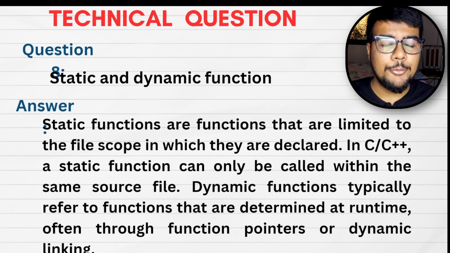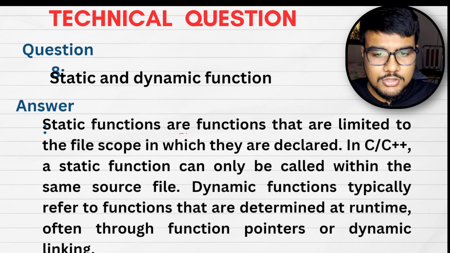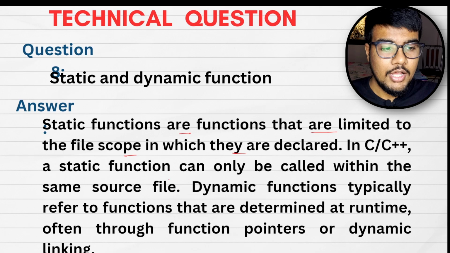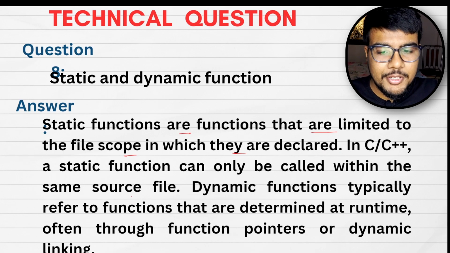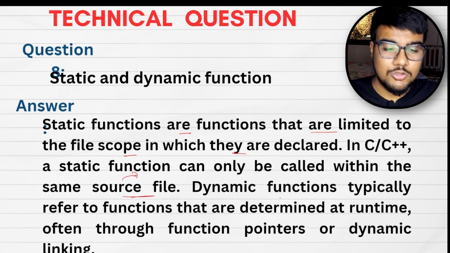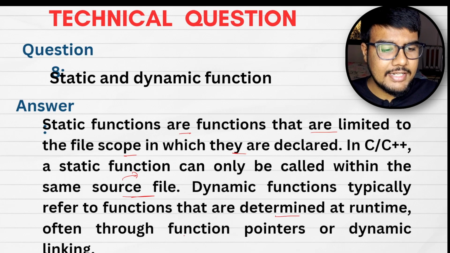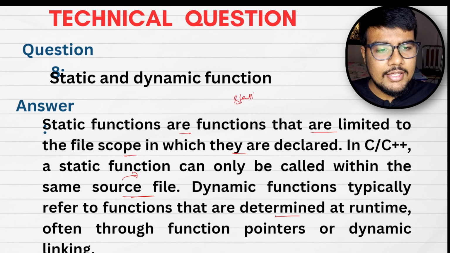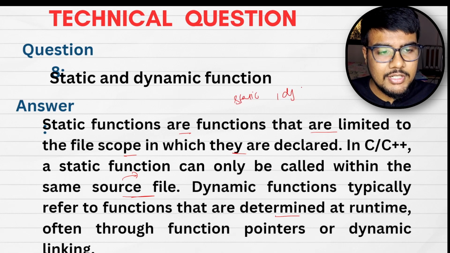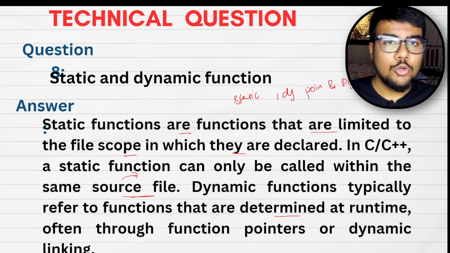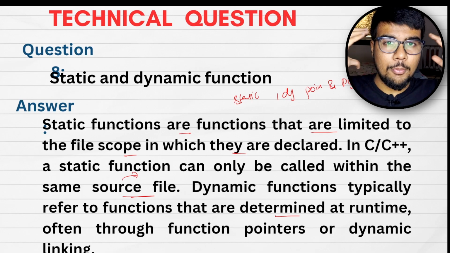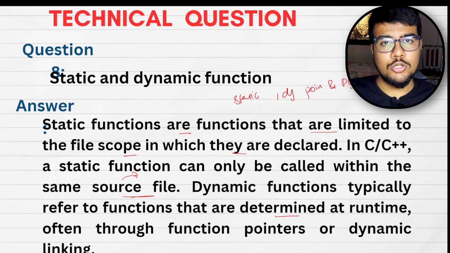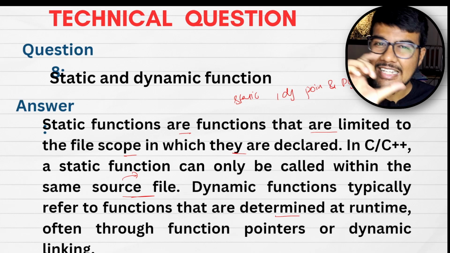Now, static and dynamic function. What do you mean by static and dynamic function? So static functions are the functions that are limited to the file scope in which they are declared. In C++, a static function can only be called within the same source file, not from another source file. Dynamic function typically refers to a function that is determined at runtime, often through function pointers or dynamic linking. So basically static is a simple function, but in the dynamic function, you can use pointers and dynamic linking. In short, keep these types of keywords in your mind and create a response around them so that you will not forget in the interview. Try to remember at least the keywords.